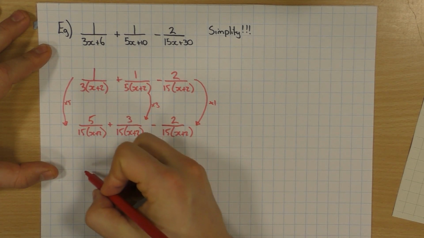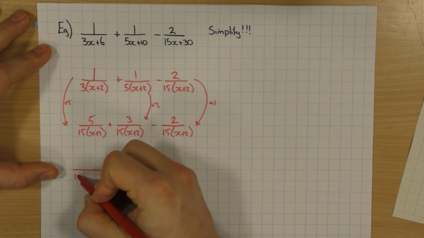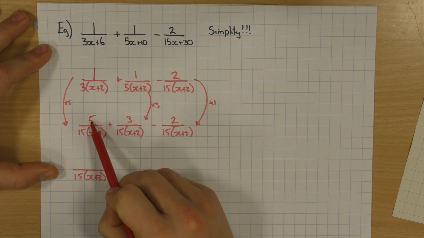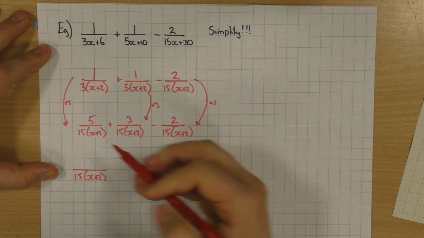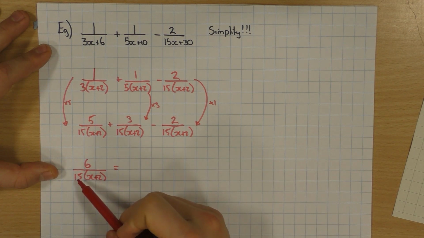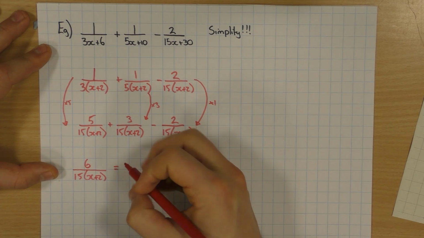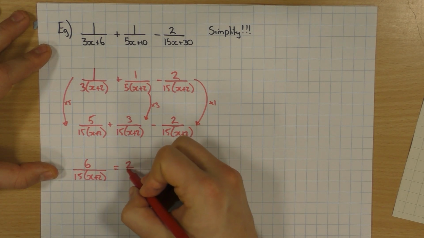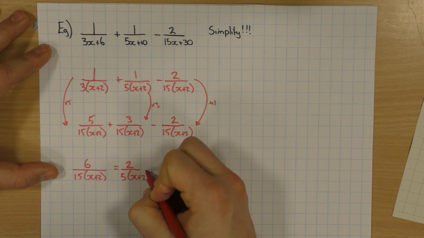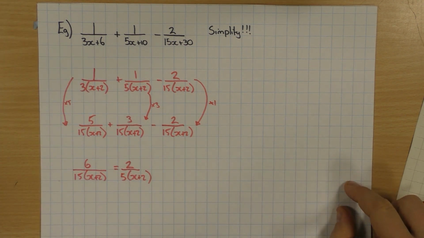So let's do that then. So what am I going to have on the bottom? Well, that's obviously going to be 15x plus 2, and then I can just add these. 5 add 3 is 8, take away 2 is 6. And then the last little step here, you might notice that 3 will go into 15 and 6, so I can cancel those out by dividing by 3. So I'll have 2 and then 5 x plus 2 would be the most simplest version of that.